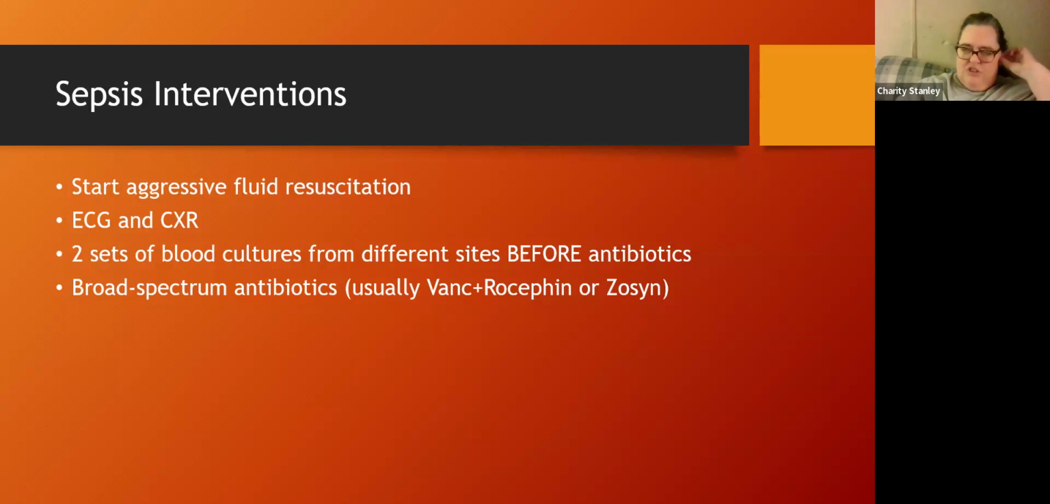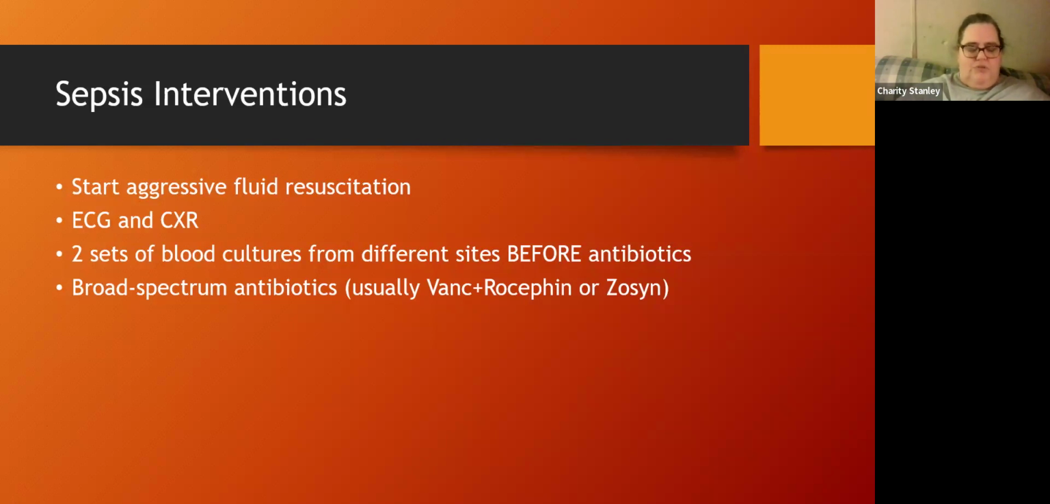We want blood cultures early from different sites before antibiotics, and we start broad spectrum antibiotics. So what this means is we're using a very, very, very large sledgehammer, okay? I can't do detail work with a sledgehammer, but I can make a dent in stuff with a sledgehammer. So broad spectrum antibiotics, I start off with a sledgehammer to kill the bacteria.